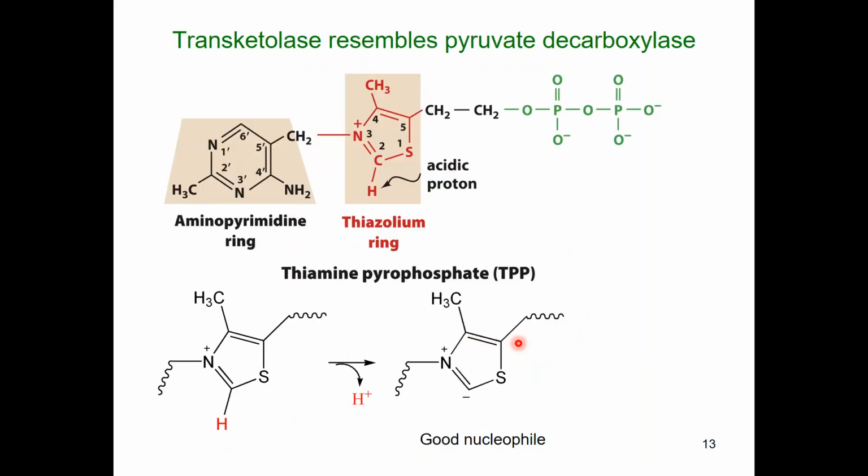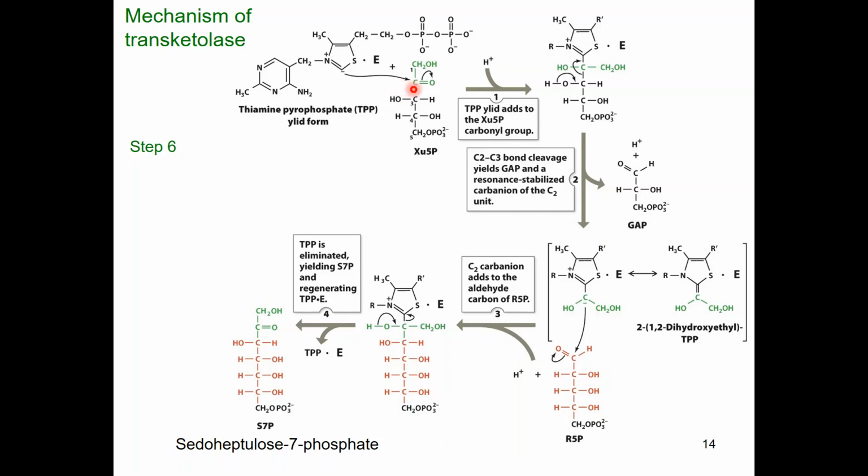So we will start with transketolase and its cofactor. We saw it already before for decarboxylation of pyruvate, for yeast fermentation, for alcoholic fermentation. And we know that this thiazolium ring of TPP is characterized by a highly acidic proton that allows the thiazolium ring to be converted into the corresponding ylide, which serves as a good nucleophile. So it can attack the electrophilic carbon of the carbonyl group, forming this intermediate.